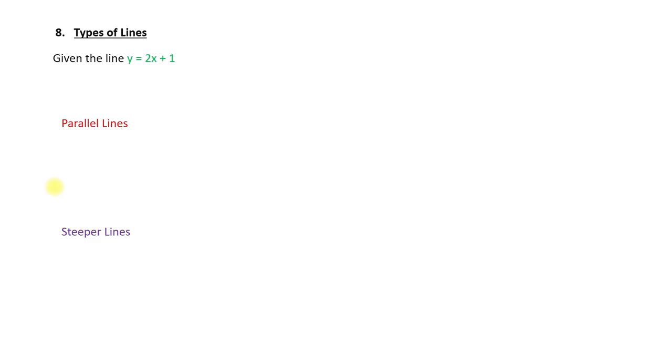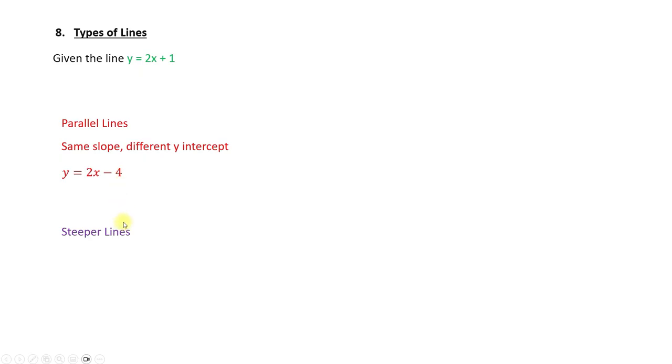Given the line y equals 2x plus 1, what would be a parallel line to 2x plus 1? Well, we have a lot of options. The only thing we need to worry about is, does it have the same slope as y equals 2x plus 1? We could write just about any equation we want, provided the slope was the same. So here's an example of a parallel line. The slope is the same, but the y-intercept is different.